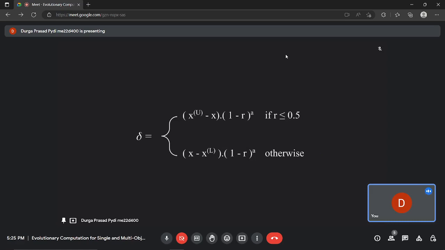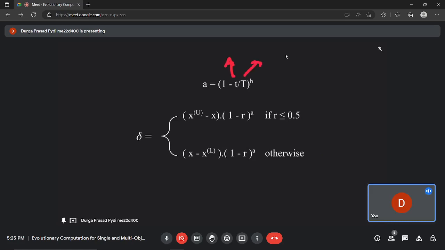So as you can see in this formula, there is a parameter 1 minus r to the power a, which is the kind of weightage you are giving to pick these sides. A is given by this particular formula. As you can see here, A has some parameter called t by capital T, where little t is your generation number, and capital T is the maximum number of generations.